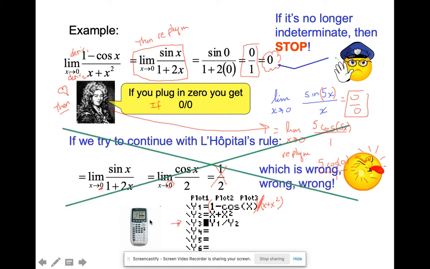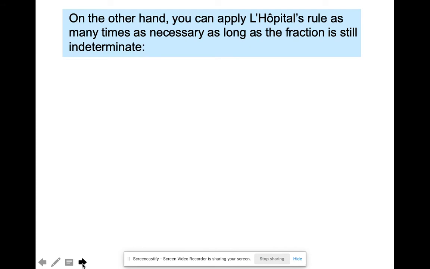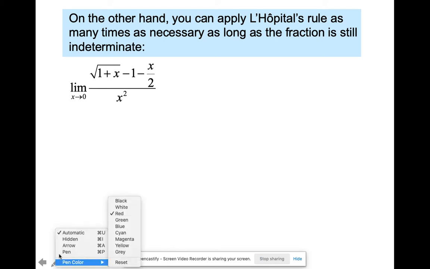All right. Just because you know L'Hopital's rule, you can't use L'Hopital's rule if you don't satisfy the conditions. But sometimes I do have to use L'Hopital more than once. So look at this one.